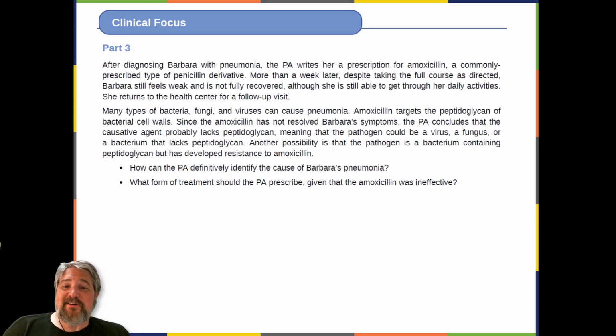Many types of bacteria, fungi, and viruses can cause pneumonia. Amoxicillin targets the peptidoglycan of bacterial cell walls. Since the amoxicillin has not resolved Barbara's symptoms, the PA concludes that the causative agent probably lacks peptidoglycan, meaning that the pathogen could be a virus, a fungus, or a bacterium that lacks peptidoglycan. Another possibility is that the pathogen is a bacterium containing peptidoglycan but has developed resistance to amoxicillin. How can the PA definitively identify the cause of Barbara's pneumonia? What form of treatment should the PA prescribe, given that the amoxicillin was ineffective?